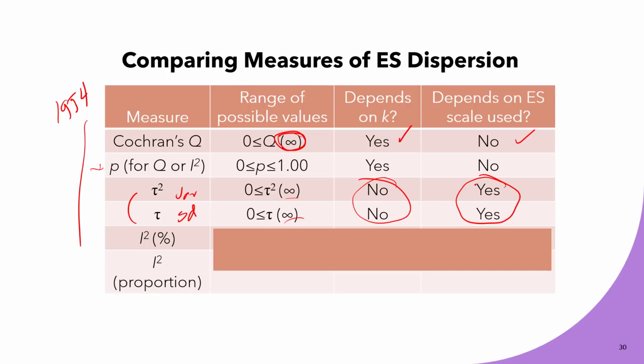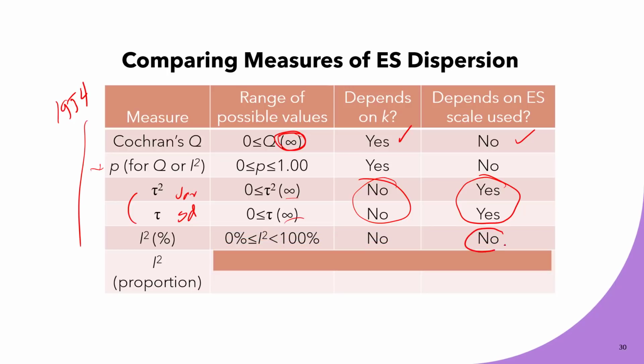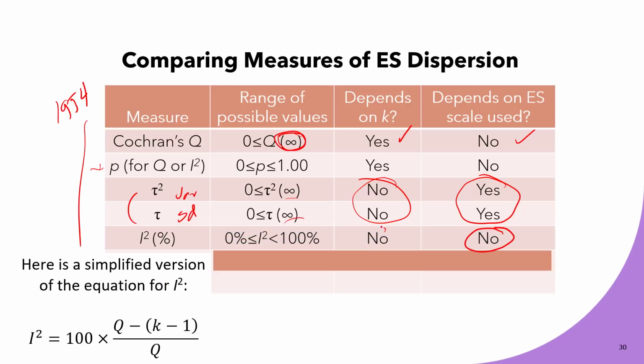So if you created a tau squared for, say, analysis of mean values that are based on POMP, tau squared will definitely go much, much larger than you tend to see with a standardized mean difference, where you tend to see mean effects around 0.5 or something. And then I squared has the benefit of not depending on the effect size scale. The value doesn't literally depend on K, but testing its significance does. Okay, so put a star by that one.